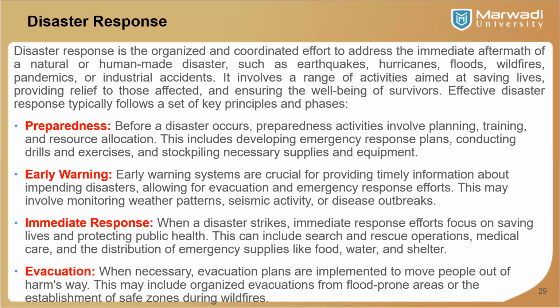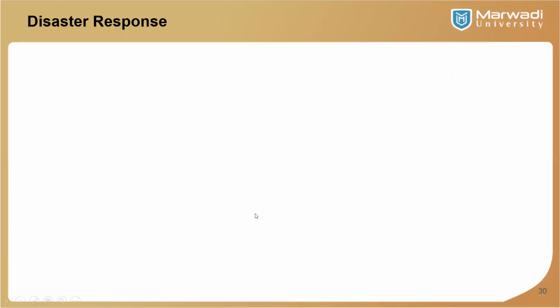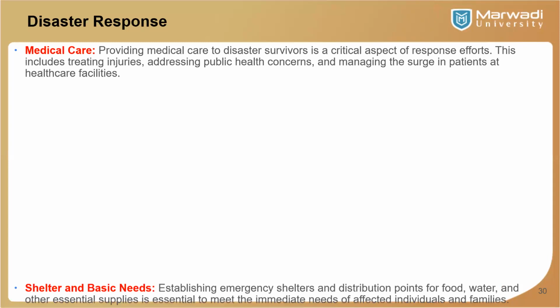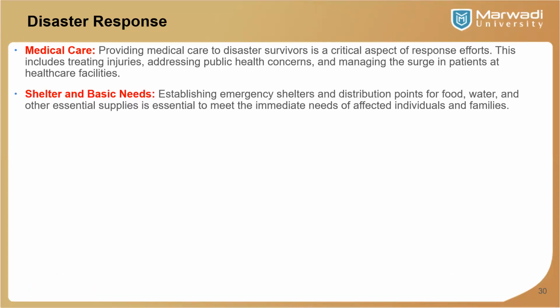Evacuation. When necessary, evacuation plans are implemented to move people out of harm's way. These may include organized evacuations from flood-prone areas or the establishment of safe zones during wildfires. Medical care. Providing medical care to disaster survivors is a critical aspect of response efforts. This includes treating injuries, addressing public health concerns, and managing the surge in patients at healthcare facilities.